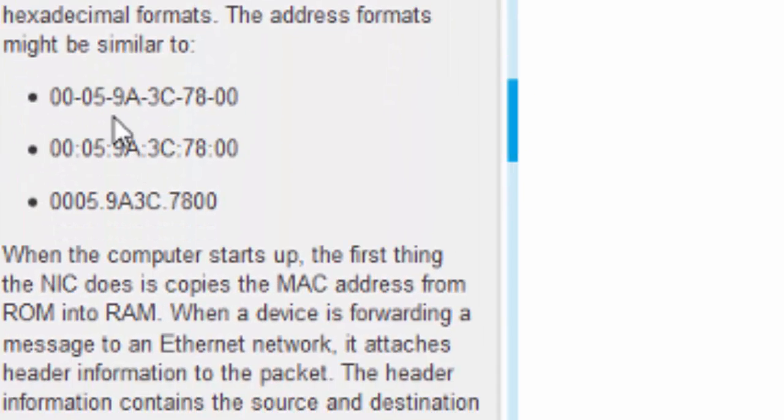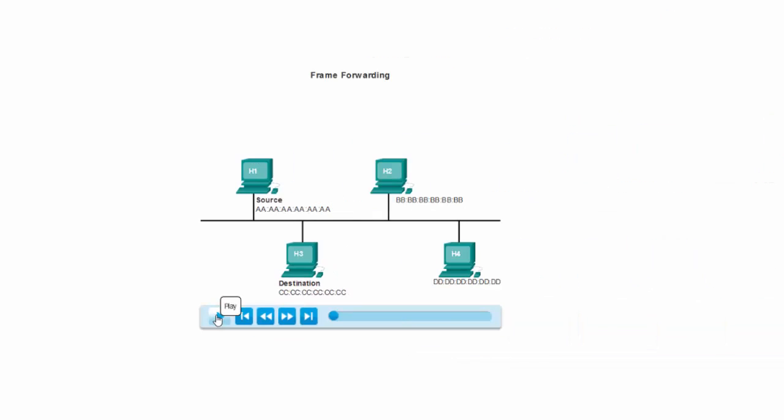There are three different formats of that address. One of them is what we see here, where you have two hexadecimal digits delimited or separated by a colon. Or there is another format where we can use a dash instead of the colon, or we can use a dot instead of the colon. So all of them are valid formats of that MAC address.